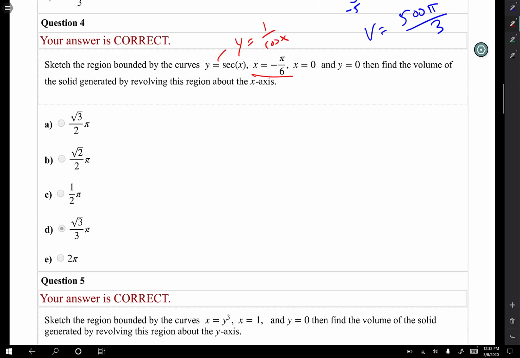Let me zoom in on my little table. See this window, it says negative pi over 6, so I'm going to put negative pi over 6 as my min. And it says y equals 0, that's the x-axis, and this is x equals 0, that's the y-axis. So I'm going to make my x max 0. And that's all I'm going to do. And then y min negative 1, y max 1.